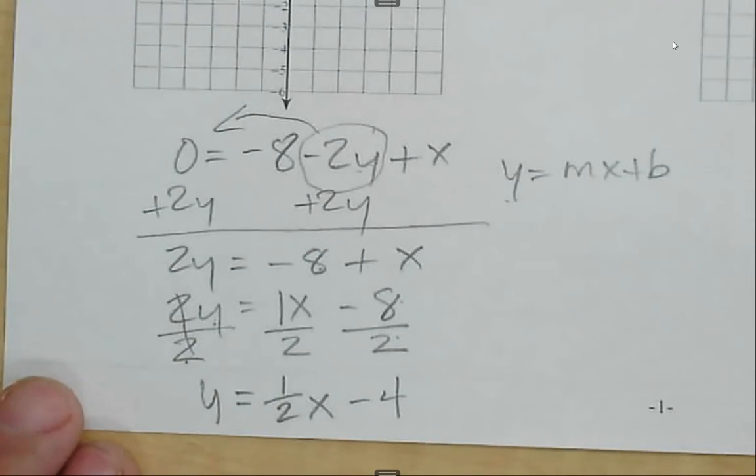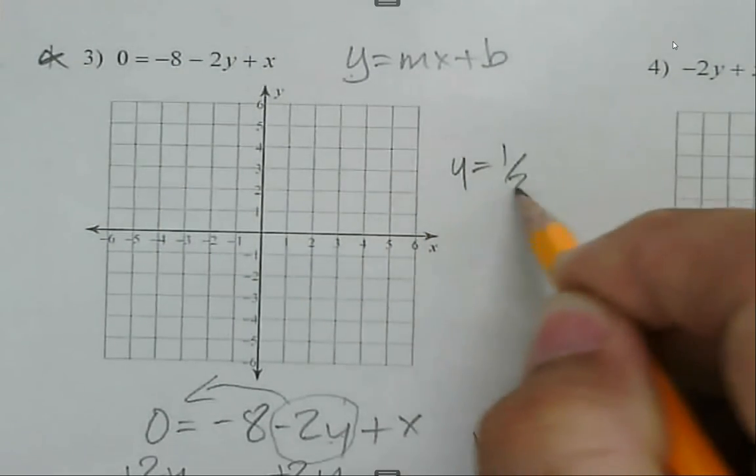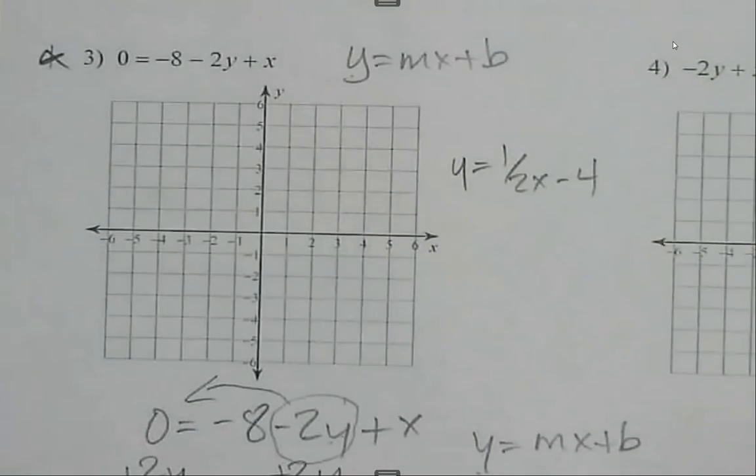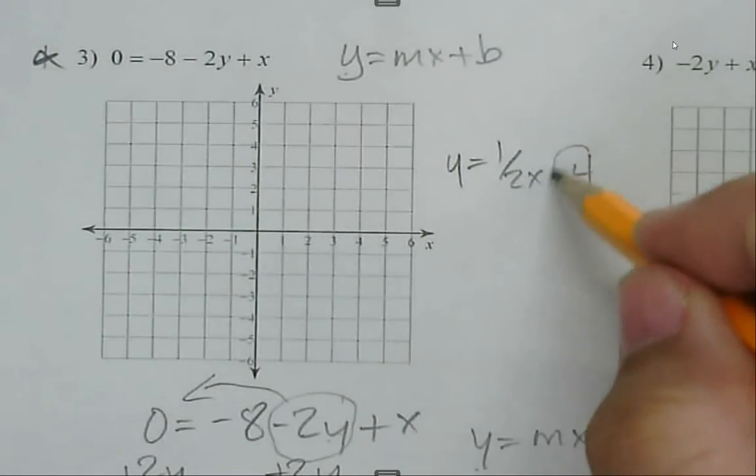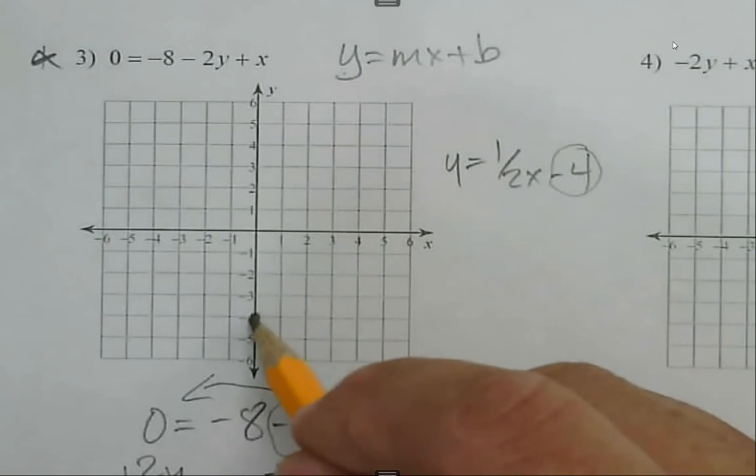We'll do that real quick. Y equals 1/2 x minus 4. So y equals 1/2 x minus 4. Again, this is my y-intercept, negative 4. So I'm going to go down to here to negative 4 on the y. Remember to start at the origin, go down.